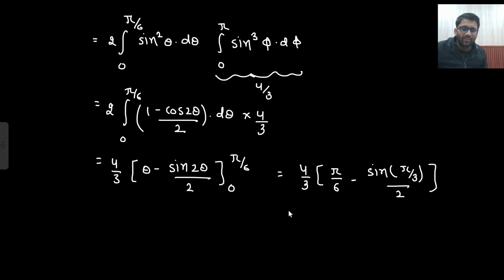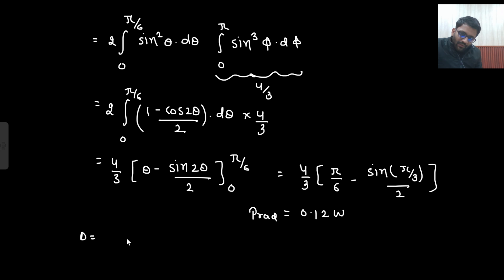Okay, so what will be the answer you will be getting here? So sine 60 divided by 2 minus pi by 6, into 4 by 3. So 0.120, almost around 0.12. This is the P radiated we are getting. This is my P radiated.